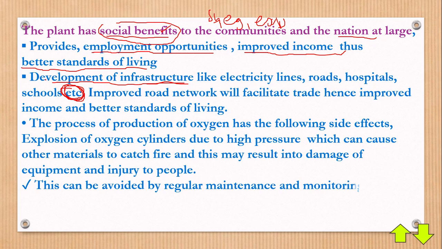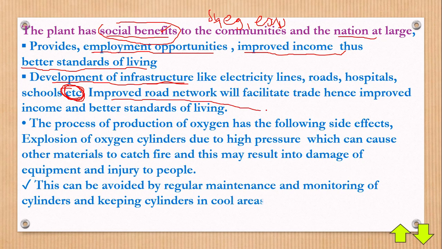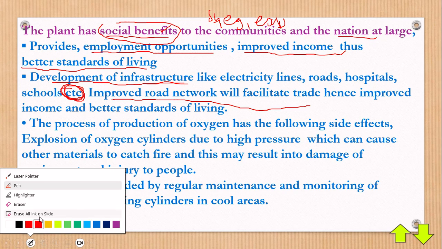Like, say, for example, social benefit: development of infrastructure. Example, roads. Explanation: improve the road network, which will facilitate trade, hence improve the income and better standards of living. Those are the social benefits. But don't you think there are some problems anyway? Let's look into this very fast.